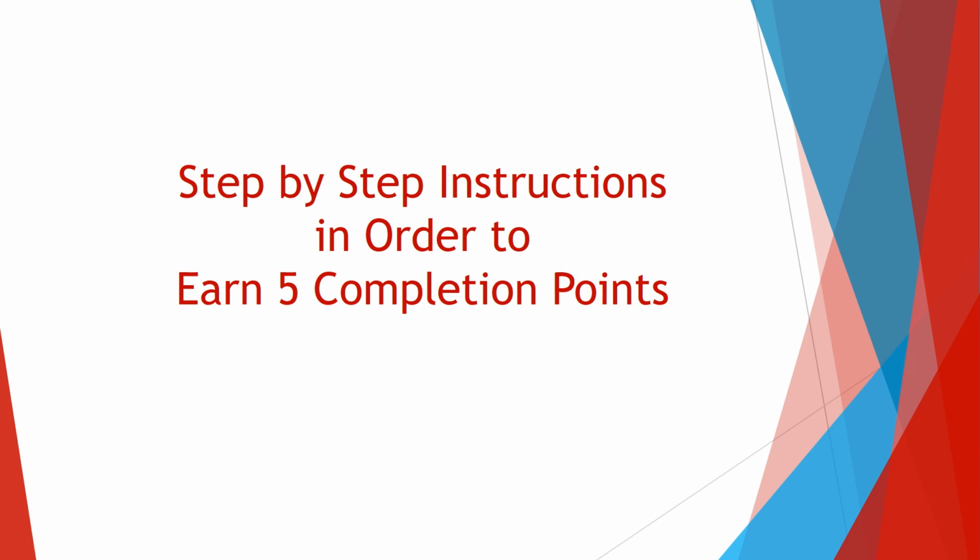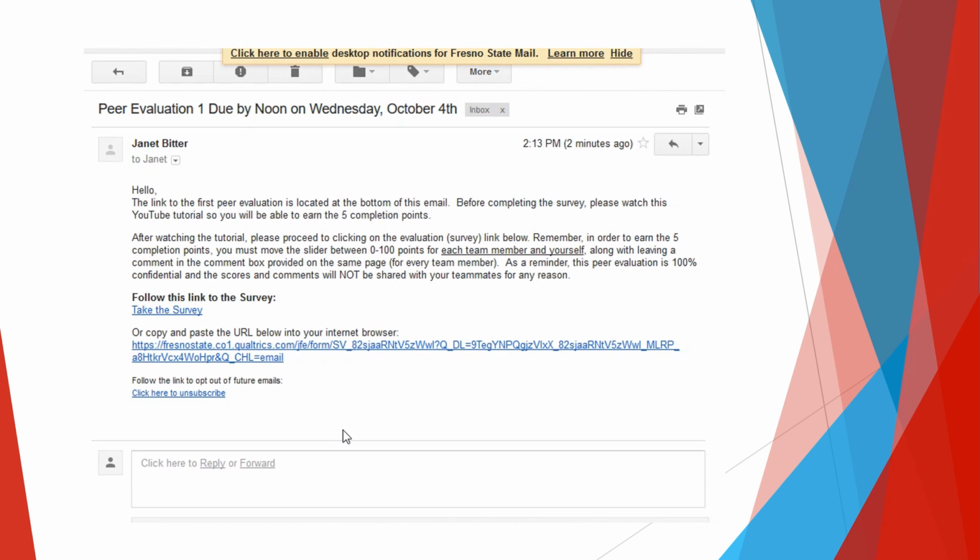Okay, so here are the step-by-step instructions in order to earn the 5 completion points on the peer evaluation. In your inbox, your Fresno State email, you should see an email that looks something like this, by noon on the release date of the peer evaluation. There's a quick summary of instructions and a link to take the peer evaluation.